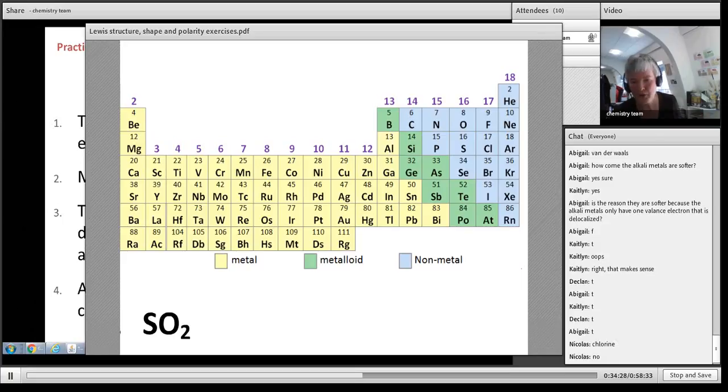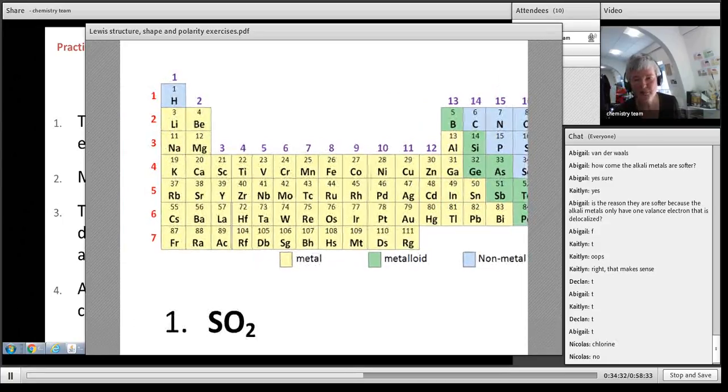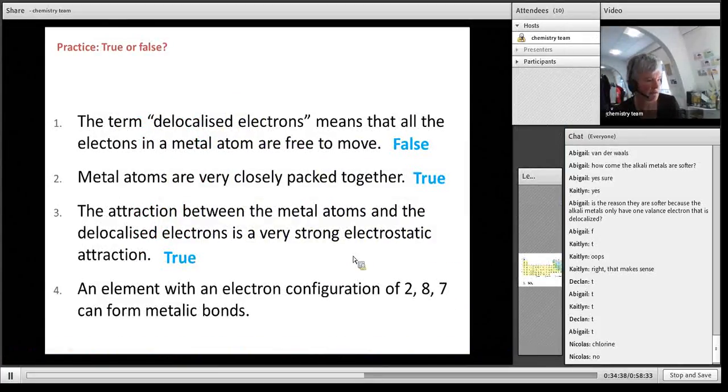No, because it's a non-metal. Okay, so that wasn't a trick question, and I was going to put that down a bit. Okay, so the answer to that is false.